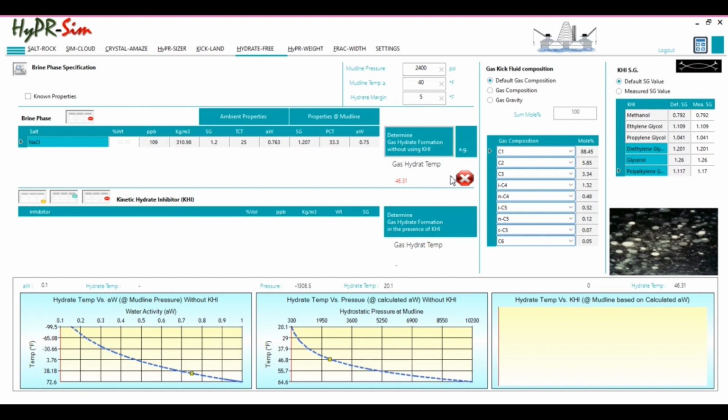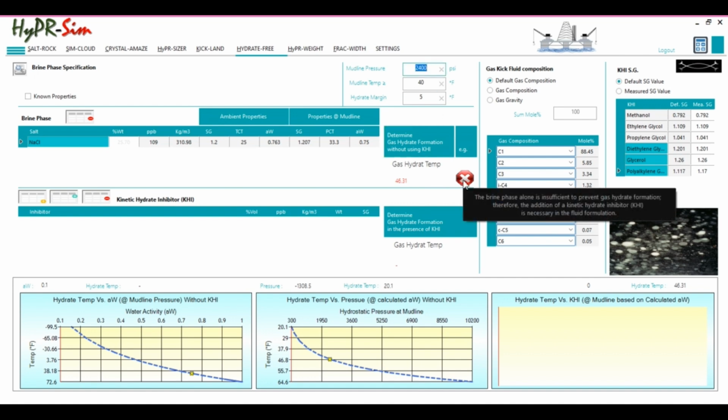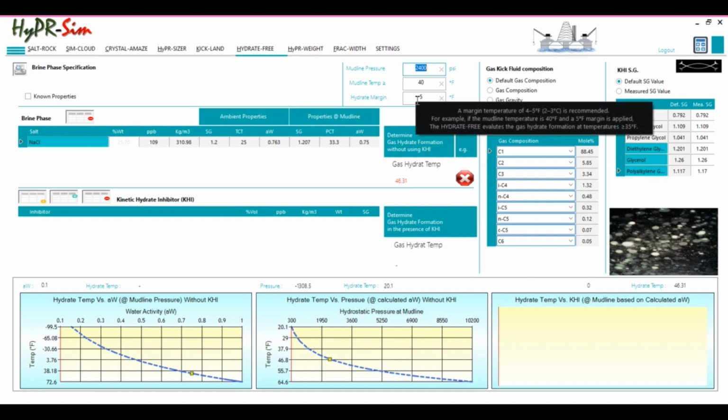The simulation shows that gas hydrate formation is a risk at 46.31 degrees Fahrenheit under the given mudline pressure of 2,400 psi. It's important to note that gas hydrate formation risk increases at higher temperatures as mudline pressure increases. Since the determined gas hydrate temperature at 46.31 degrees Fahrenheit is above the desired temperature, 35 degrees Fahrenheit, the results are displayed in red font.